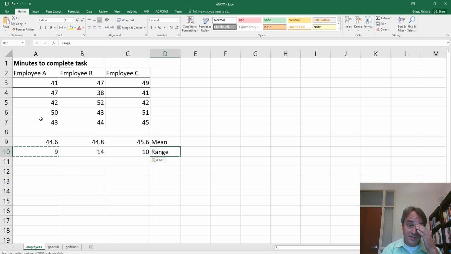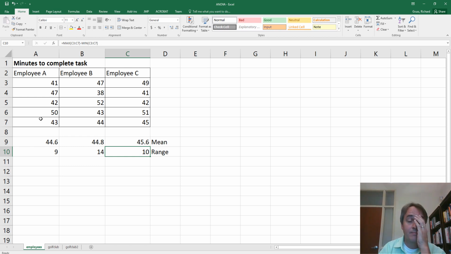Okay, so what do these numbers mean? This means that the difference between the highest number of minutes and the lowest number of minutes for A was 9, for B was 14, and employee C was 10. So we see that the amount of variability in terms of time required varies a lot more within each employee than it does from employee to employee.